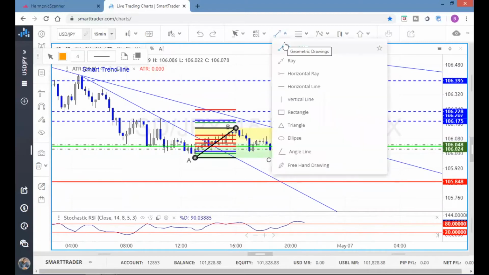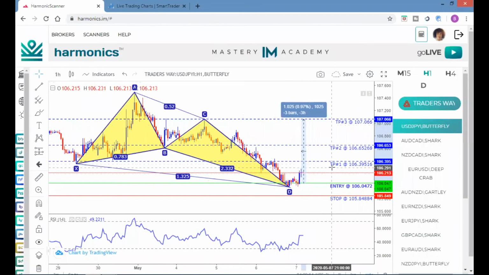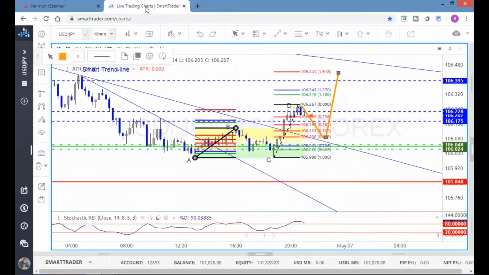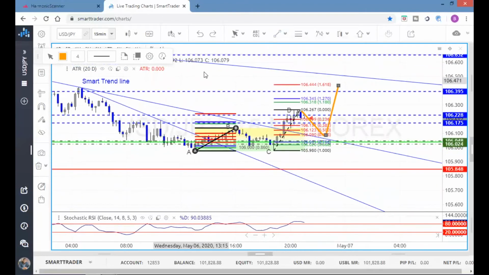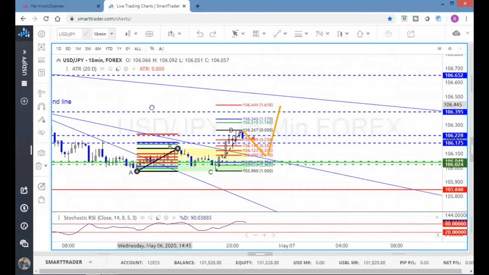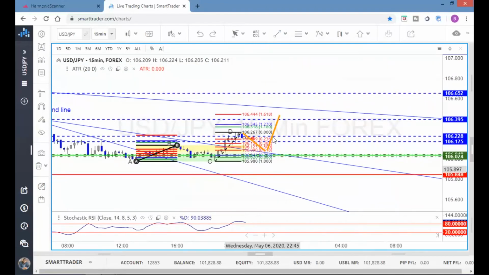Then we'll look for that pullback, and then we'll look for another D extension to be hit, which will take us right to our TP1 from the harmonic scanner, 106.39. See, look, the harmonic scanner, 106.39. Here's our first take profit. And then we look for those waves to continue to the upside if this trade works out according to the plan that we'd like to see. So then another D extension will be hit, and once that market forms a high after it hits the D extension, guess what will happen?